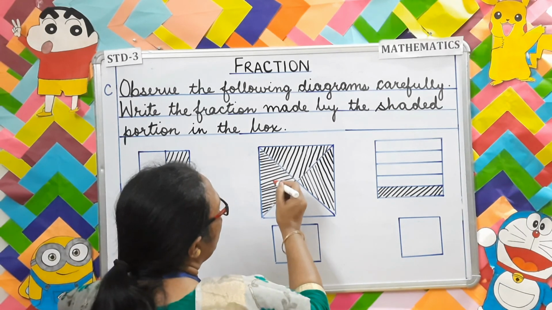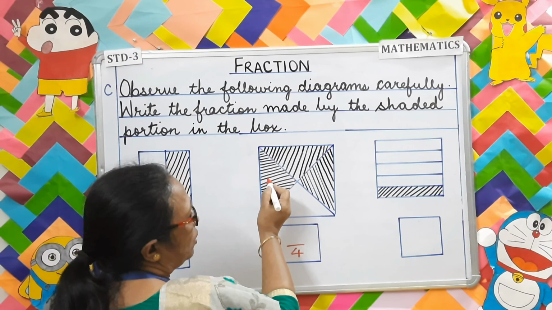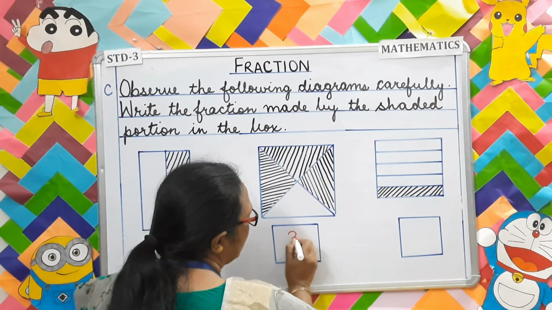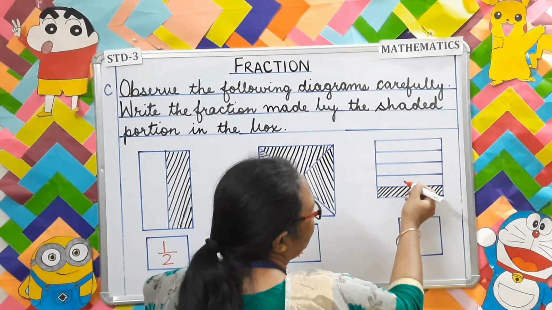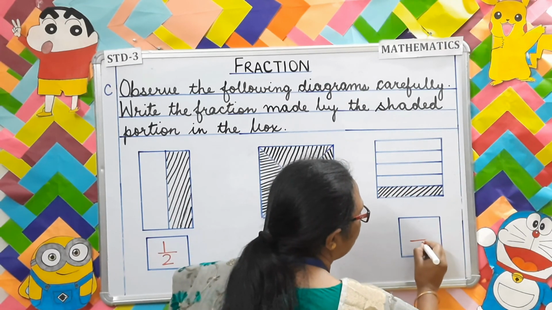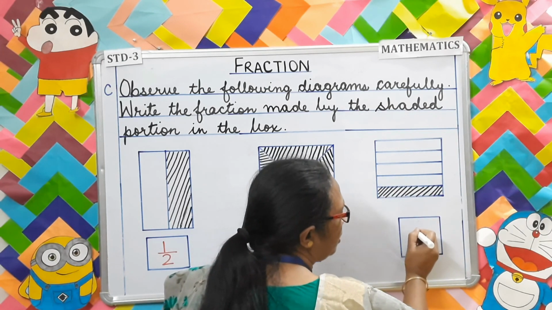Now here 1, 2, 3, 4. It's divided into 4 equal parts and 1, 2, 3 parts are shaded. 3 by 4. 1, 2, 3, 4, 5. It's divided into 5 equal parts. And how many parts are shaded, children? 1.